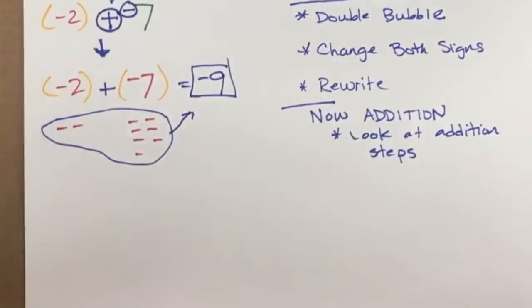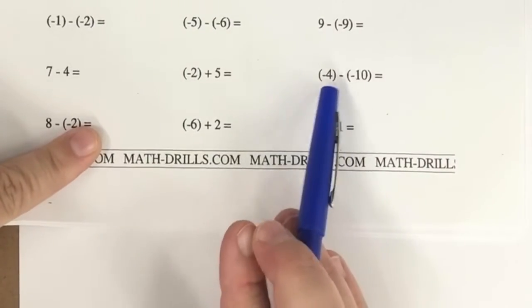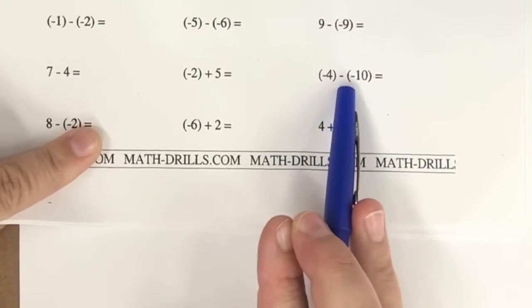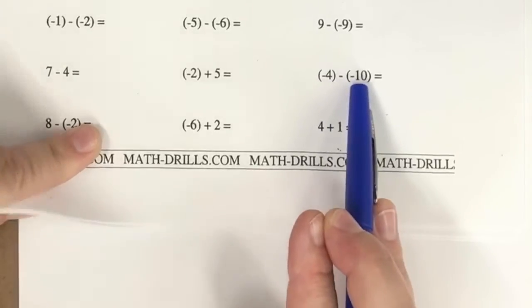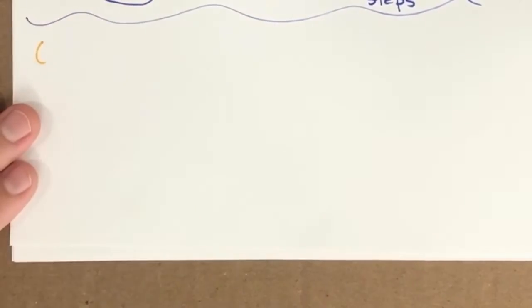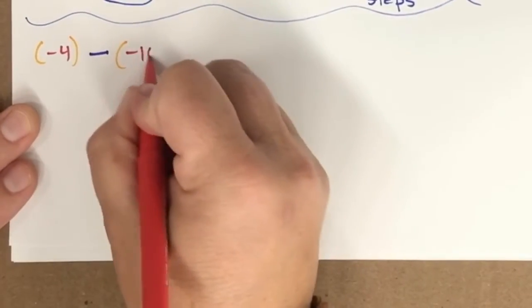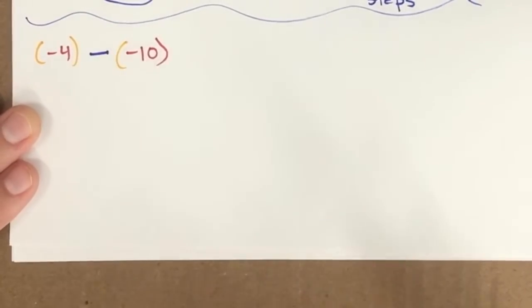Okay, so let's do one more example of subtraction. And we'll do this one that I said earlier, which is -4, subtracting -10. So let's do that one right here. So we're going to have -4, and the operation is subtraction that we're starting with, subtraction of a -10. Okay, so let's look at our steps.